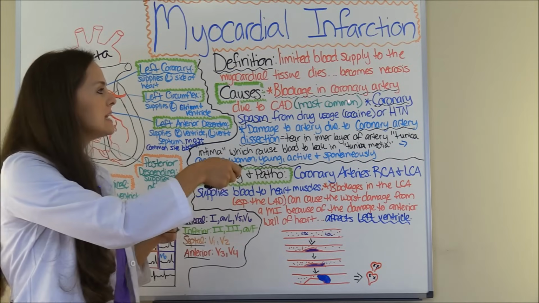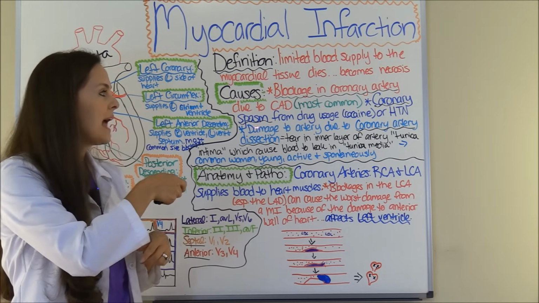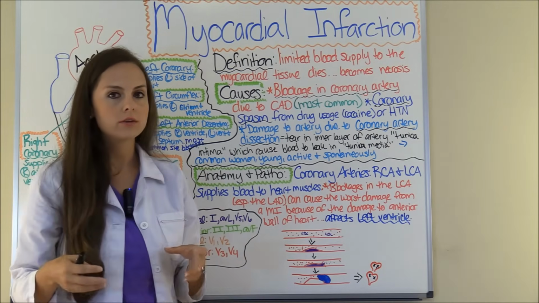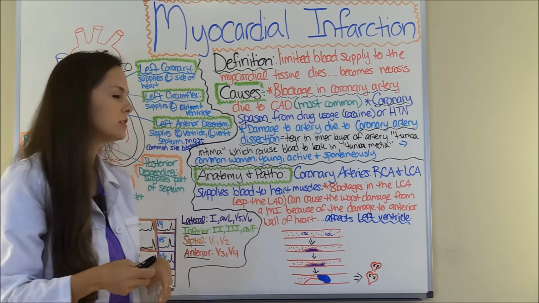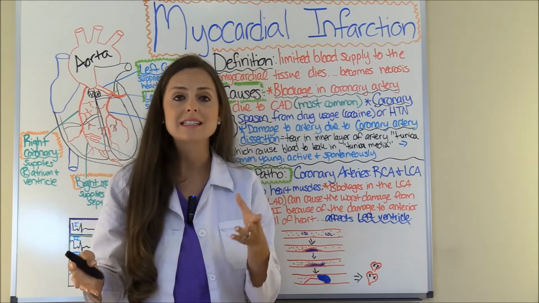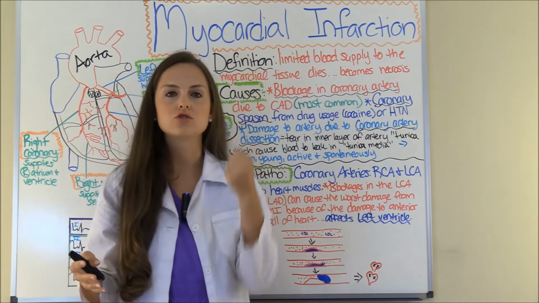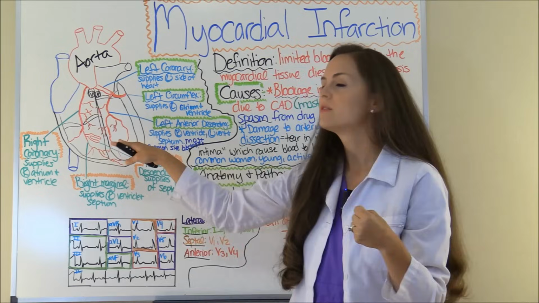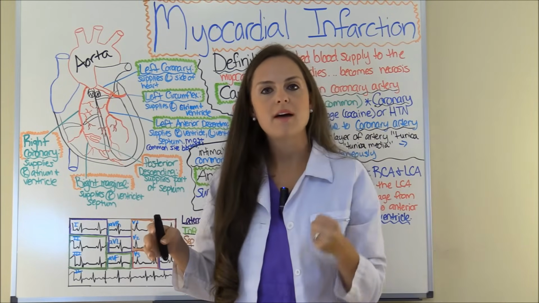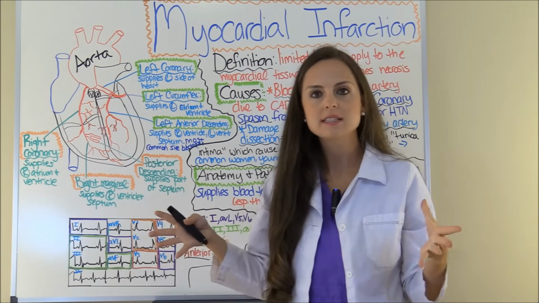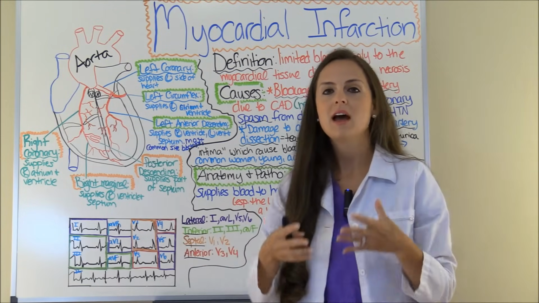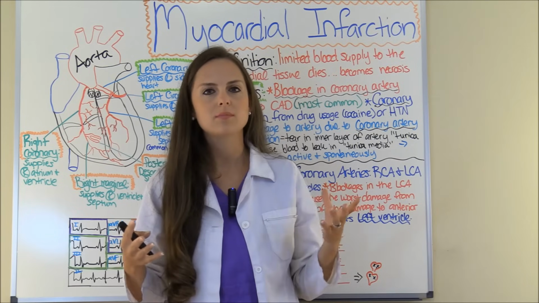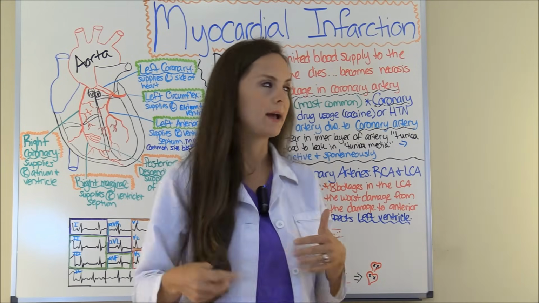Another cause is a coronary spasm, and this can be from drug use like cocaine, or the patient has uncontrolled hypertension. And what happens with this is that the coronary artery spasms, it constricts, so these little arteries on the heart, and when you have that constriction, you have no blood supply going to that heart muscle. So that muscle is deprived of all that rich oxygenated blood and it starts to die.